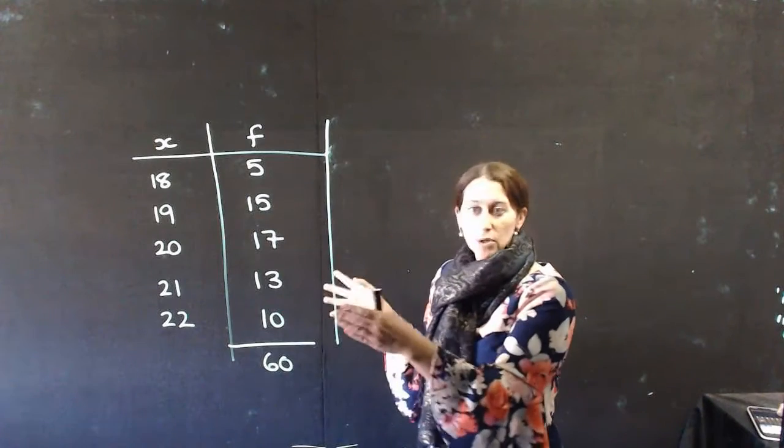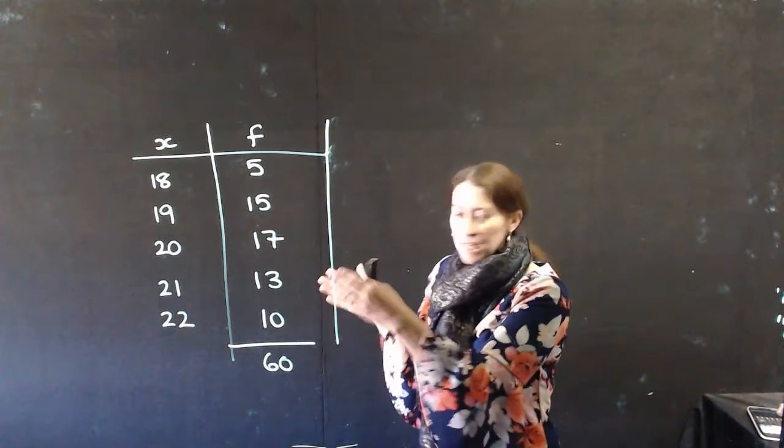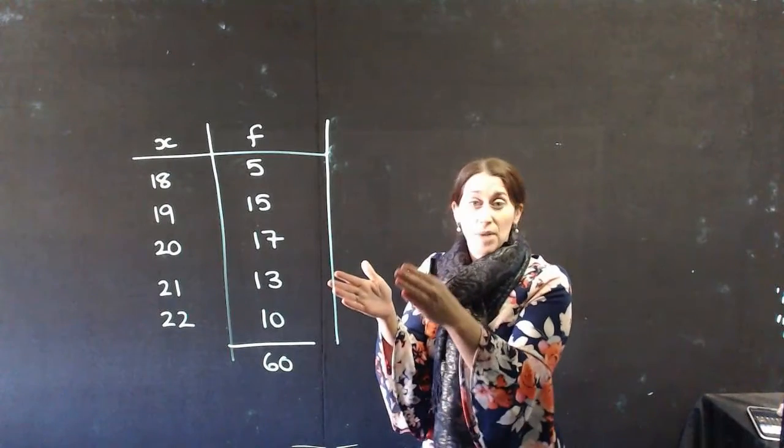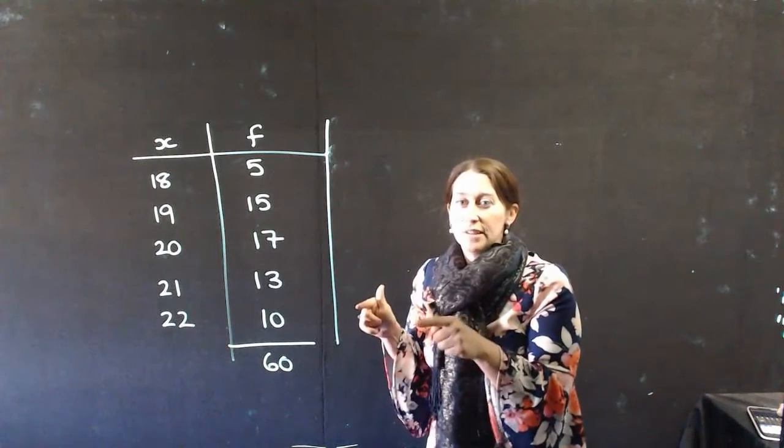The first people in the line are all 18. There are 5 people at the beginning. They're all 18 years of age. Now the people after them, they're all 19 years of age. But we need to know who's the middle person.